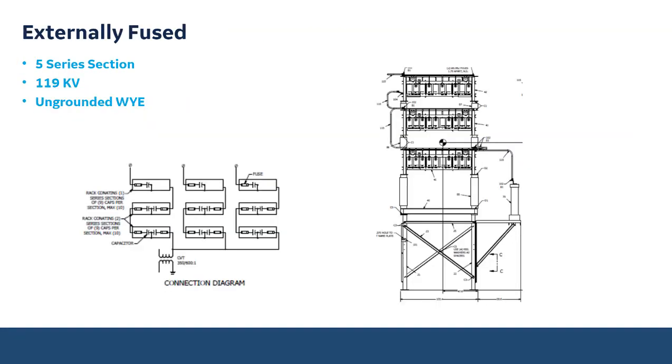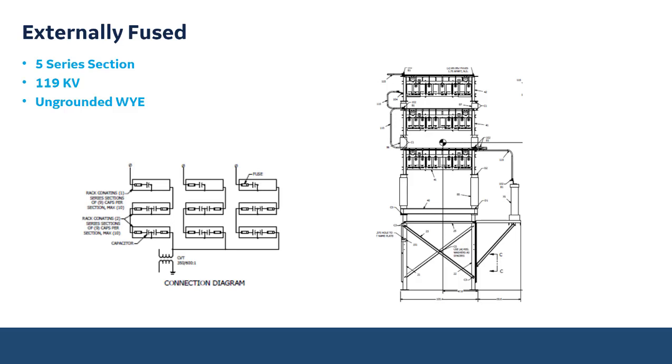So it's not just one series section or two series sections. You can go upwards of as many as you need to accomplish what the MVAR requirements and the voltage requirements are. So this is an example of an externally fused, 5 series section bank, where we were looking at 34.5 kV banks before. This one was rated at 119 kV, and it was an ungrounded Y.